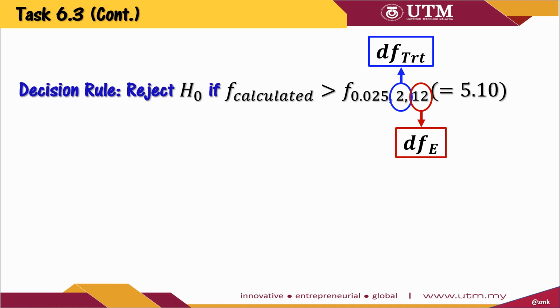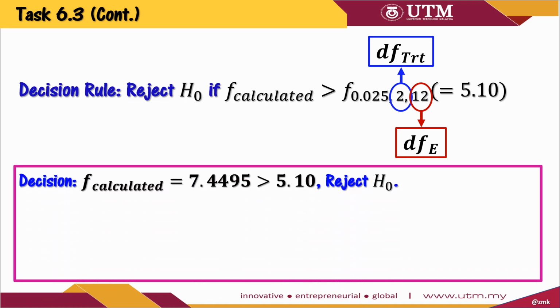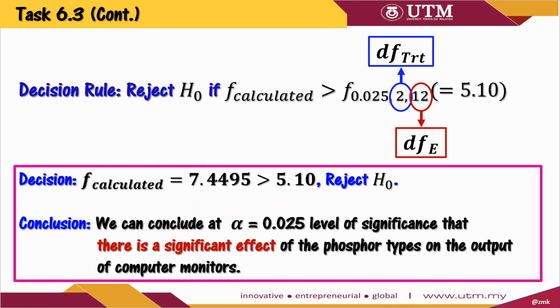Since the calculated F ratio is 7.4495, which is greater than the critical value, you can decide to reject the null hypothesis H0 and conclude at alpha equal to 0.025 level of significance that there is a significant effect of the phosphor types on the output of computer monitors.